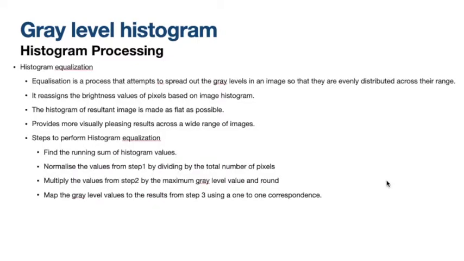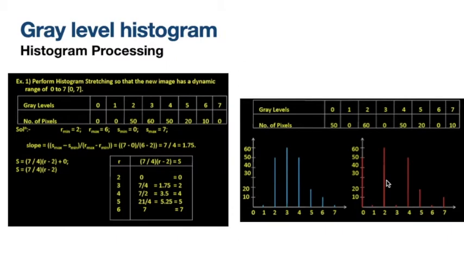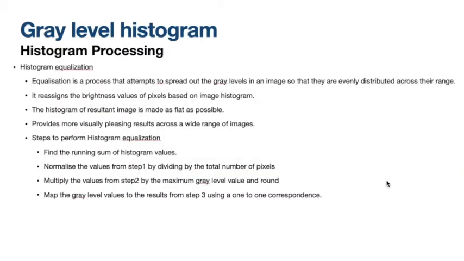Then the second method for performing histogram processing is histogram equalization. Equalization is a process that attempts to spread out the gray levels in an image so that they are evenly distributed across their range. It reassigns the brightness values of pixels based on the image histogram. The histogram of the resultant image is made as flat as possible and provides more visually pleasing results across a wide range of images.